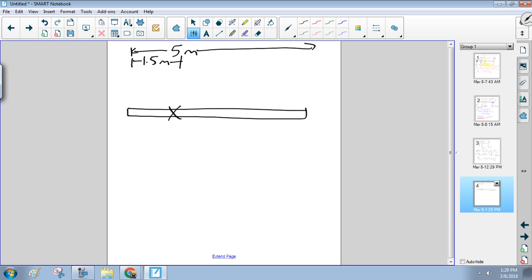Let's see. It has one support 1.5 meters from the light end, and a weight of 750 newtons is placed on the bar at the light end. So which end of the board is the light end, you guys? This end, right? The end farther from the center of mass. Is everybody cool with that? All right, and so the problem tells you that there's a support placed 1.5 meters from the light end, and there's a 750 Newton weight suspended there. Okay? What is the mass of the bar?